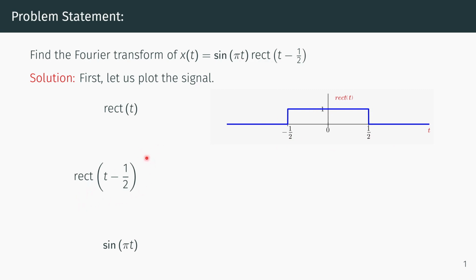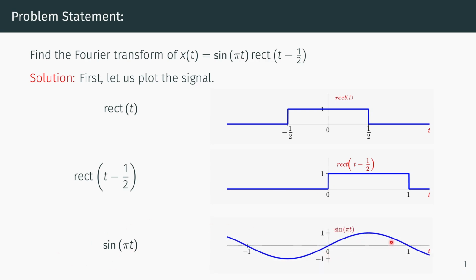Then let us plot rect of (t minus half), which is nothing but the shifted version of the rectangular signal to the right by half a unit. So you shift this rectangle to the right by half, and you get rect of (t minus half). And then we have a sinusoidal signal sin(pi t), which is simpler to plot and looks like this. This function is 0 at minus 1, 0, and plus 1, and at half it will be plus 1, and so on. So this is a simple sinusoidal signal.